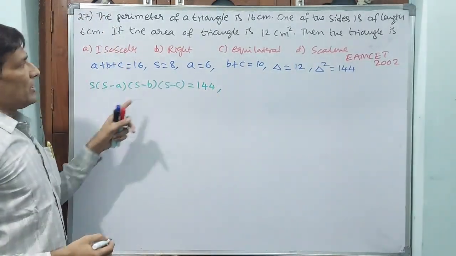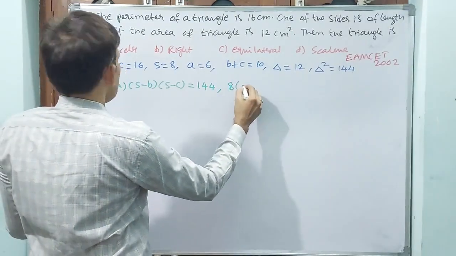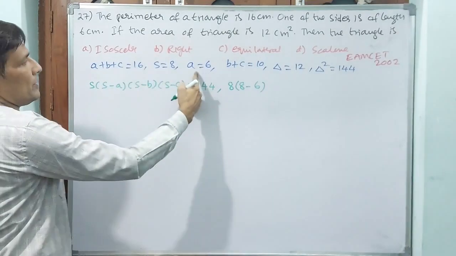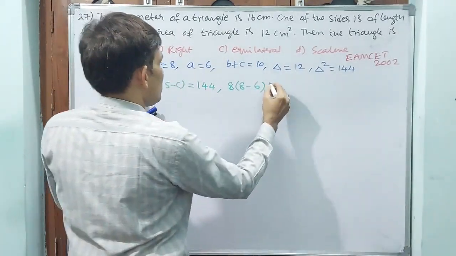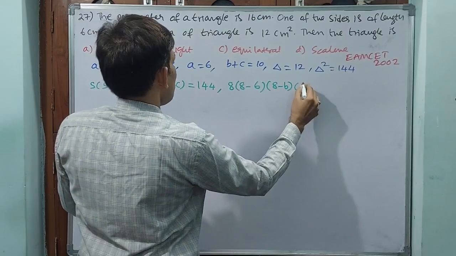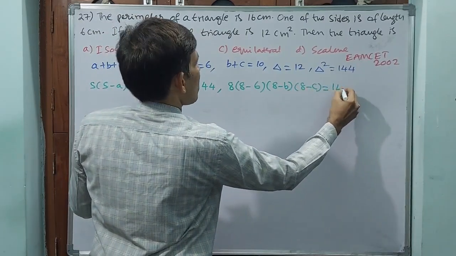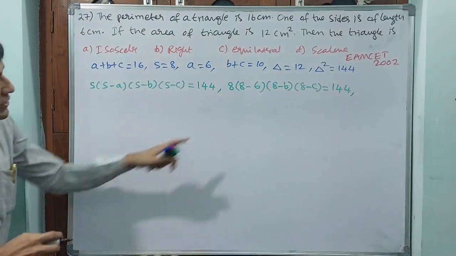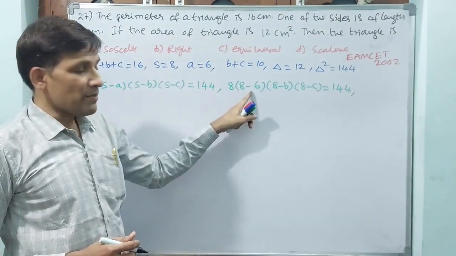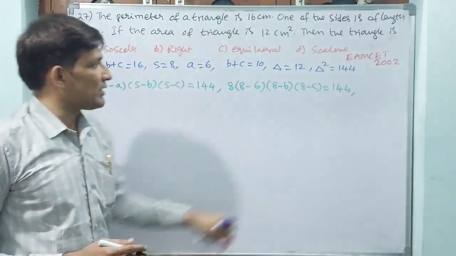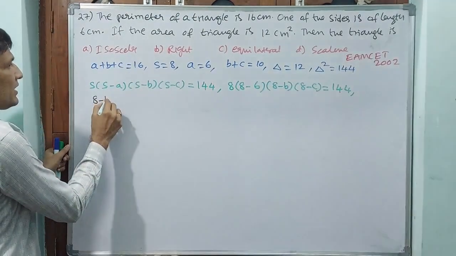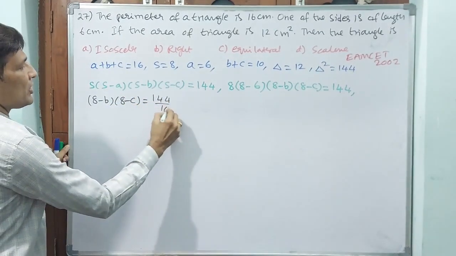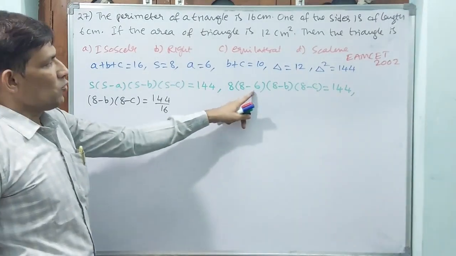Here, s you know is 8. So 8 into 8 minus 6, because a you know. But b you don't know, but s minus b is 8 minus b, into 8 minus c, is equal to 144. This much we know. Now you see, 8 into 2: 8 minus 6 is 2, 8 into 2 is 16. 16 you send that side. So 8 minus b into 8 minus c is equal to 144 by 16.